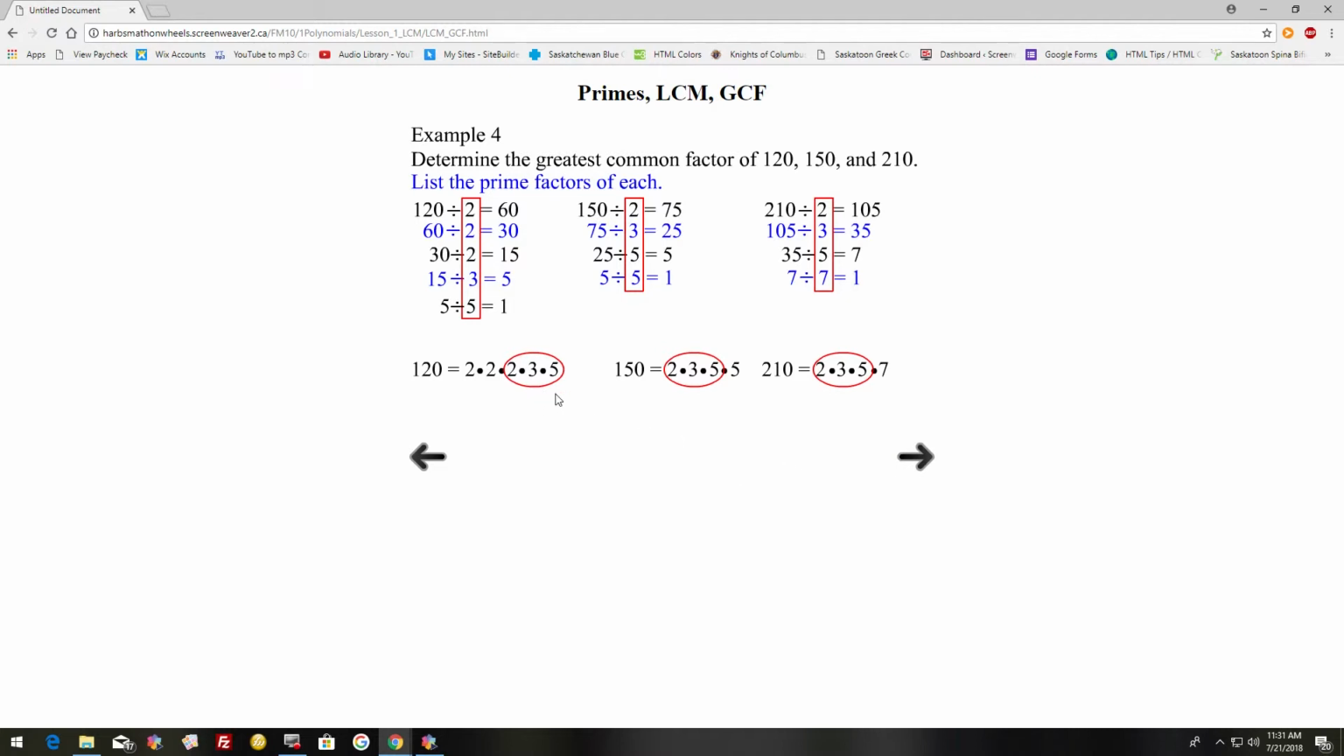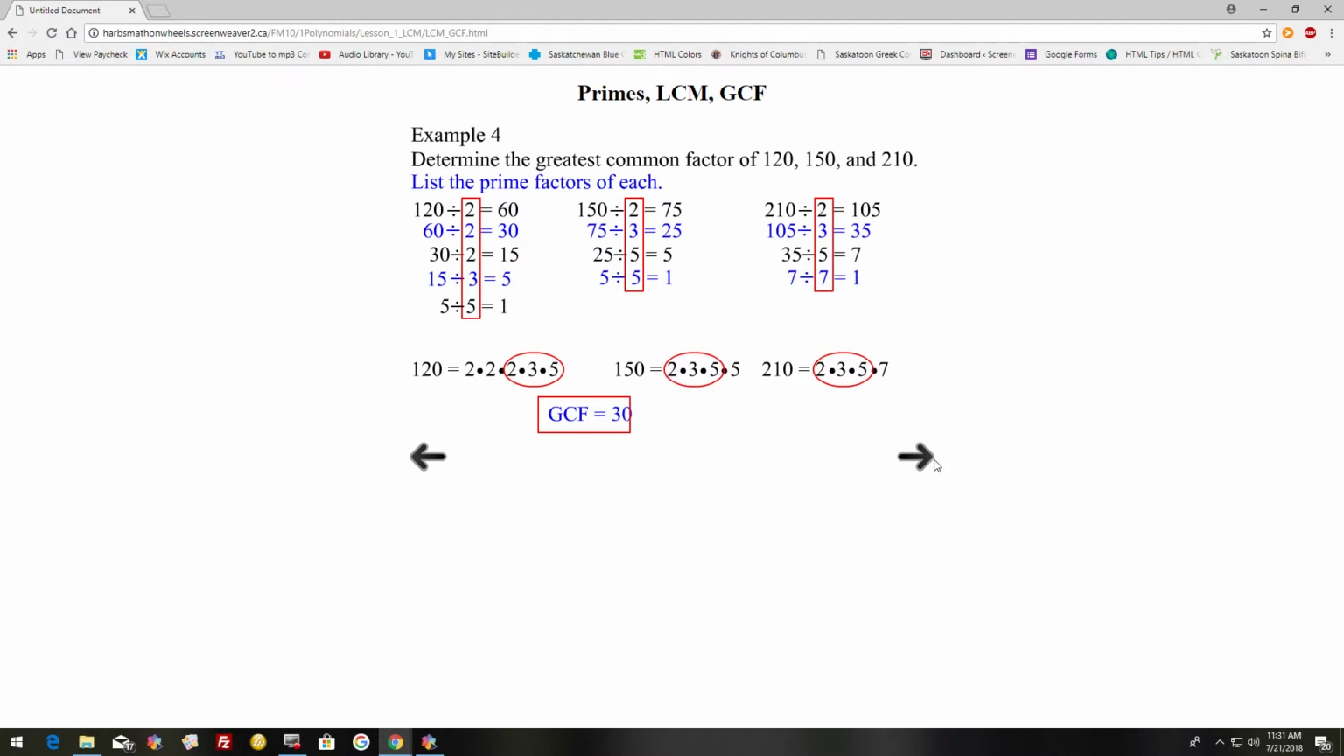2 times 3 times 5 is common in 150. 2 times 3 times 5 is common in 210. Do the math, and our GCF is 30 for the numbers 120, 150, and 210.